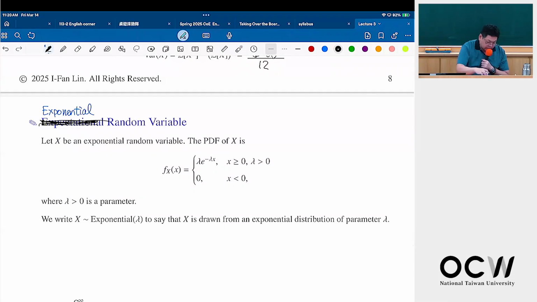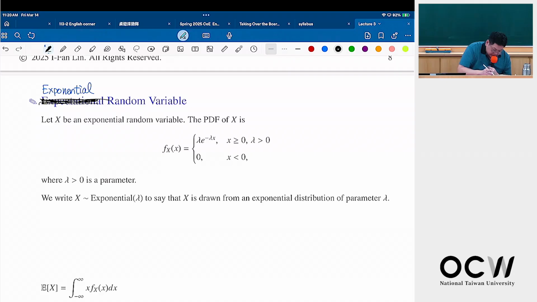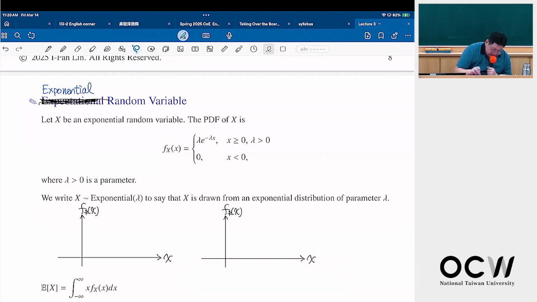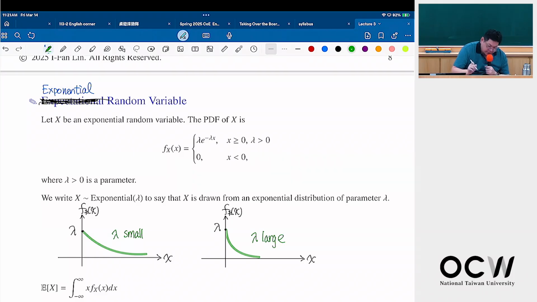So we can plot the PDF. Here's lambda. When lambda is small, and when lambda is large, but it is exponential. So you can expect how it looks like.